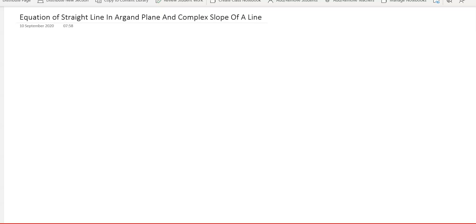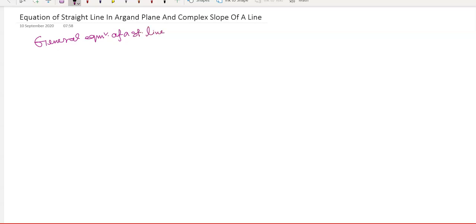Equation of a straight line. The general equation of a straight line in 2D is of this form: ax plus by plus c equal to 0.